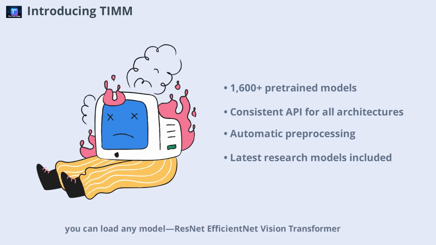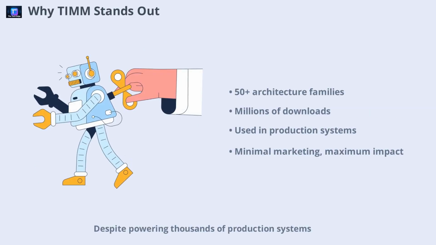With just one line of code, you can load any model, ResNet, EfficientNet, Vision Transformer, and more, complete with automatic pre-processing and normalization. No more hunting for the right weights or debugging data pipelines. TIMM brings a level of polish and reliability that's rare in open-source projects, making it a true sanctuary for computer vision practitioners.